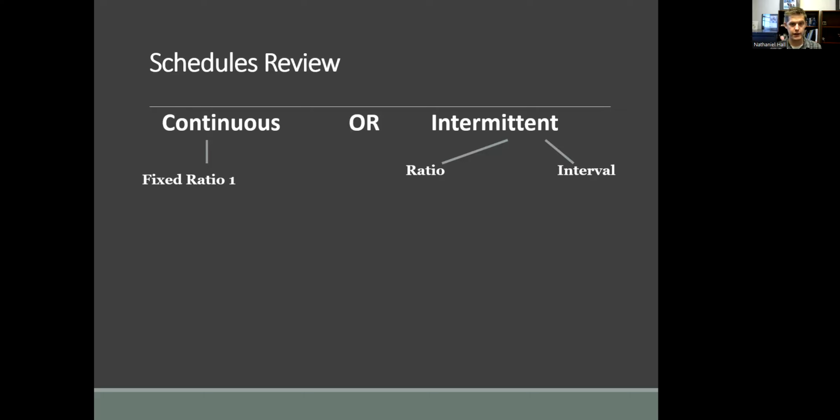But then once we get into the intermittent land, if you will, of schedules of reinforcement, we can break them down into: are they ratio or interval? And are they fixed or variable? Continuous would be a fixed ratio 1, but anything other than fixed ratio 1, such as fixed ratio 2, 3, 4, variable ratio 2, 3, 4, fixed interval or variable interval, would all be examples of intermittent schedules of reinforcement, where not every single response is reinforced; some responses are reinforced, other responses are not reinforced.